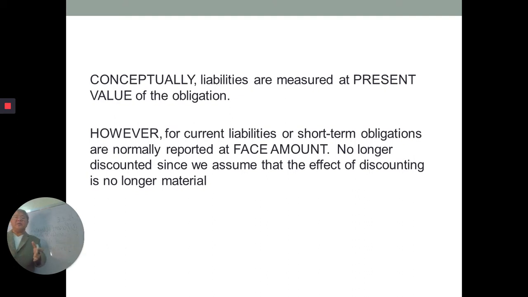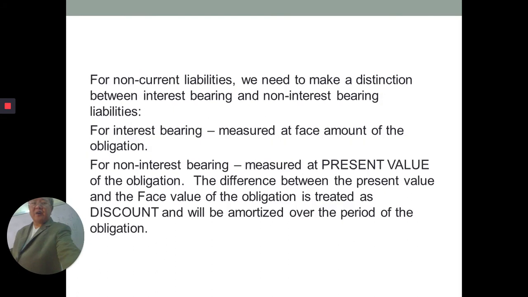However, for current liabilities, we normally do not do present value anymore. Why? Because we presume that the effect of doing the present value is already immaterial to the financial statements taken as a whole. So for current liabilities, the initial measurement will be the present value of the obligation, which is essentially equivalent to the face amount of the obligation.